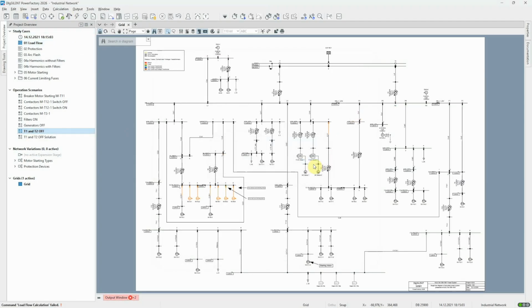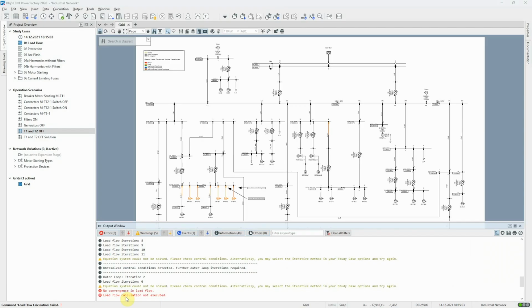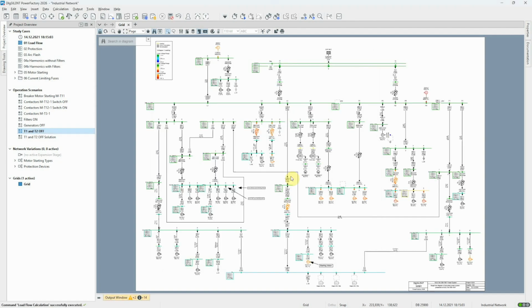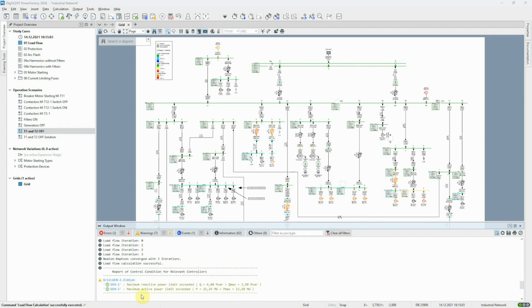We now find that the load flow will not converge. If we remove the requirement to consider active and reactive power limits, the load flow will now run, but we see that generator 2 is overloaded.